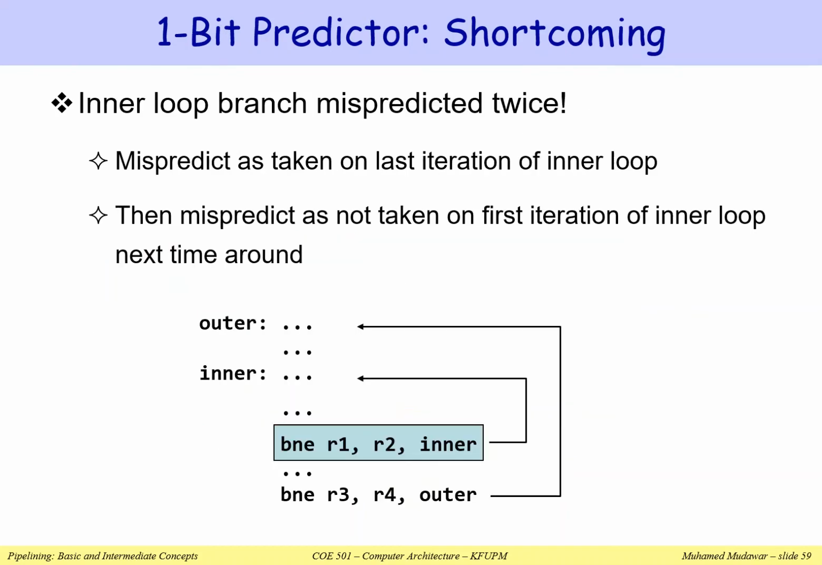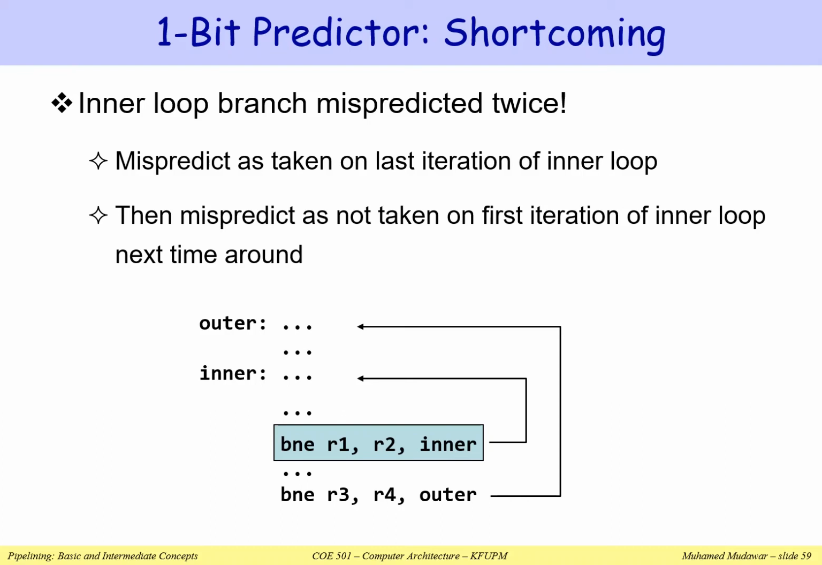Now, the problem with the one-bit predictor is that its accuracy is low. In other words, it can cause many mispredictions. For example, suppose that we have a nested loop. Loops can really be predicted with high accuracy. So in this example, we have an outer loop and an inner loop. If you look at the inner loop, we have here a branch instruction that will branch to the inner loop. This branch instruction is going to be mispredicted twice. During the first iteration, it's going to be mispredicted, and during the last iteration, it will also be mispredicted.